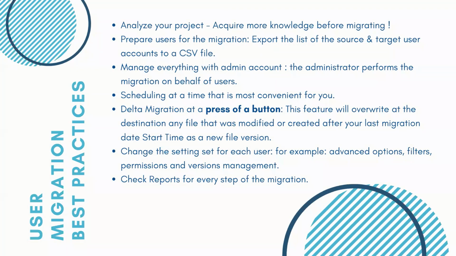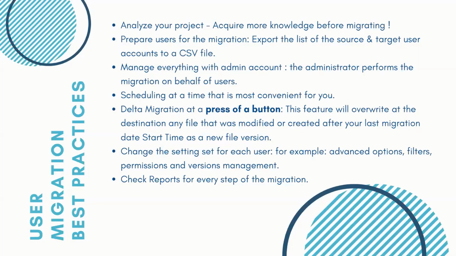A little bit about best practices. First of all, as I mentioned, we need to perform an analysis to analyze the project. We need to acquire more knowledge before migrating. For example, if an IT admin or an administrator is migrating into SharePoint Online or OneDrive for Business, there is the known limitation of maximum path length. It's currently set to 400 characters. Anything above 400 characters will not get migrated into SharePoint.